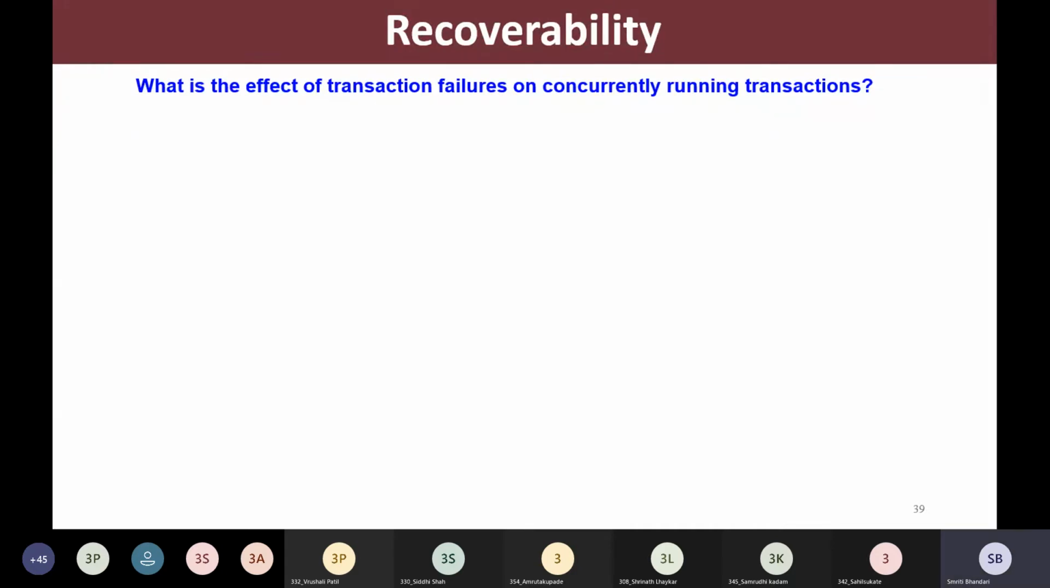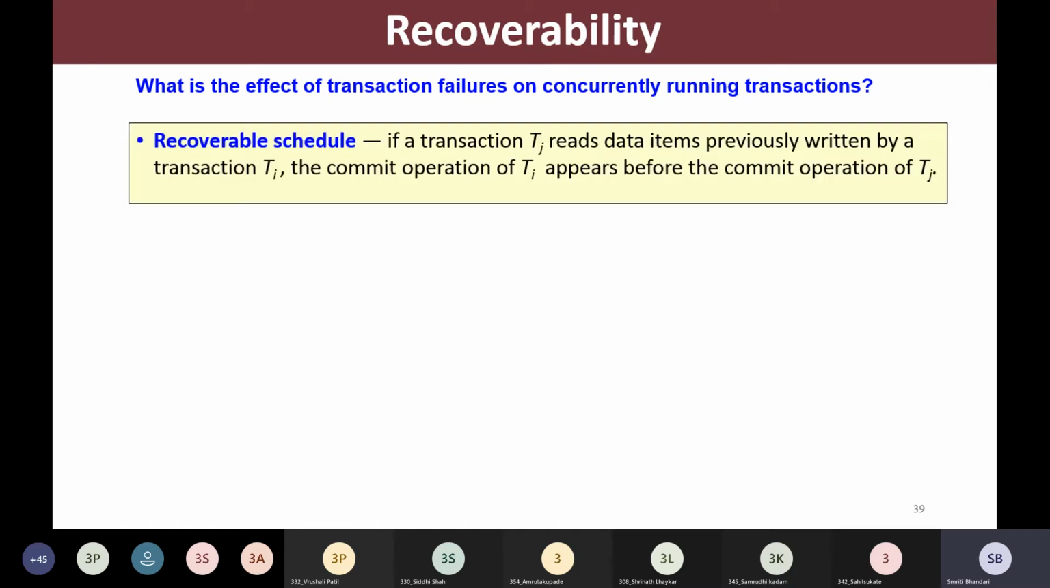So what is the effect of transaction failures on concurrently running transactions? We are having concurrent schedules now, wherein more than one transaction is running simultaneously. If one of the transactions fails, then what will happen? So we always prefer to have recoverable schedules. What do we mean by a recoverable schedule? Let us see the definition.